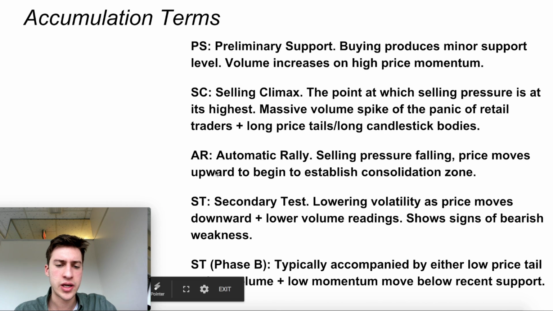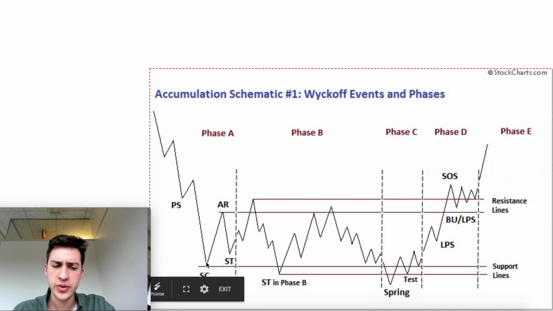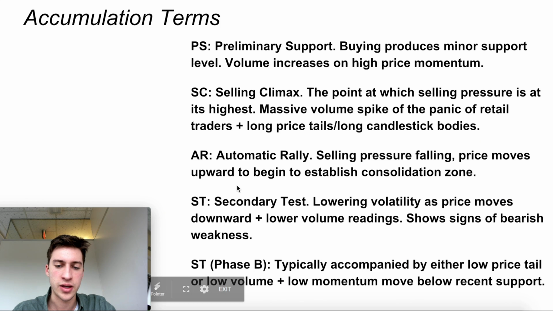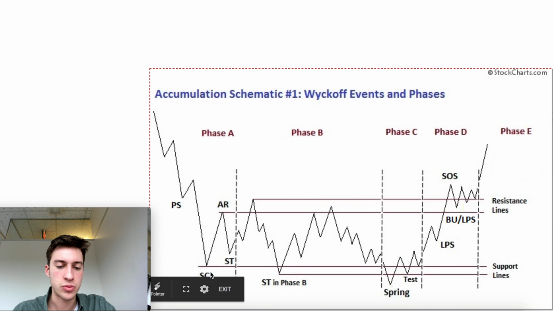After that, we should see an automatic rally after a quick down move. We don't really want to see consolidation, and we don't want to see this going much lower after a pause. We want to see just a quick rally back to the upside. This is where the selling pressure is going to begin to fall, and price is going to move upward to begin to establish that consolidation zone. So it's going to begin to move back up to here, to the automatic rally, and we're going to begin to get the structure to unfold and to let us know which way price is likely to move.